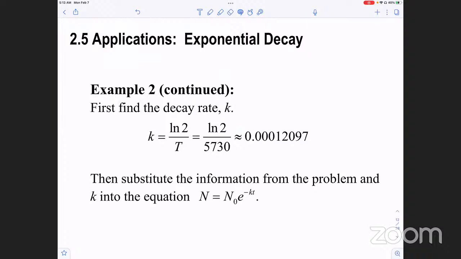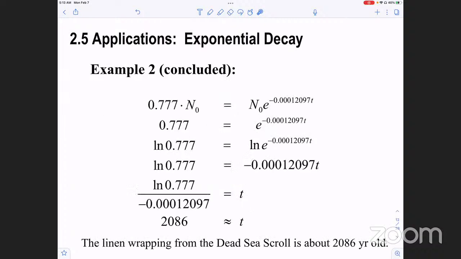Let's see. So I think we got that same thing. I just kept mine exact until the end. So again, you can see here they're using the half-life formula, right? I think we got this exact same thing. And then they use the exponential decay formula, right? Our labels might be different, but the concepts are the same. 2086.